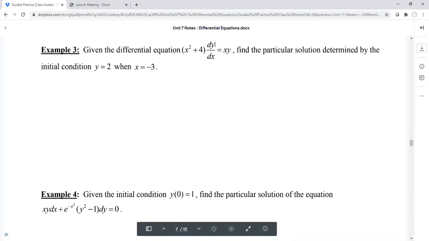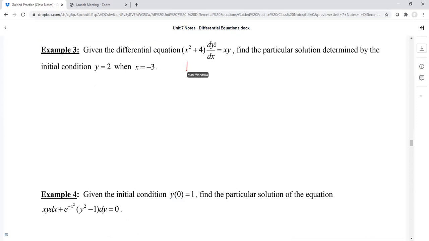Now my dy is on the top on the left, so I've got to keep my y's on the left side. So what I want to do is divide each side by y, or multiply by 1 over y, so that my y's are all over here on the left side. I've already got this x over here on the right side, and I need to divide by x squared plus 4 to get it over there on the x side, and then the dx on the bottom has to be multiplied over. So now I'm going to do the integral on both sides so that I can get my equation.